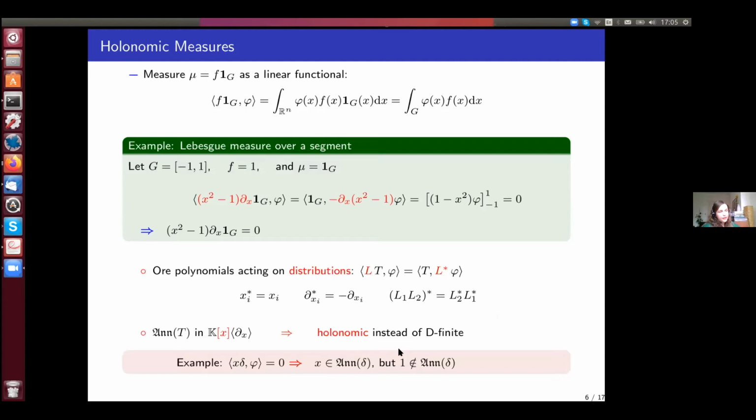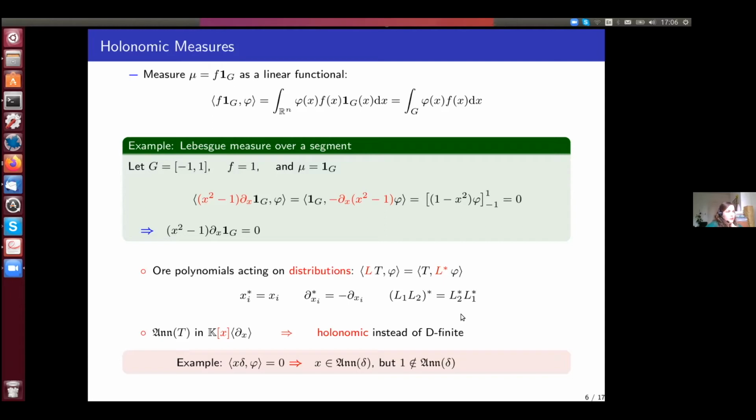Just one small remark: in this case, we only consider the holonomic case and not the definite one, because we cannot divide by polynomials and consider rational fractions. Why is that? A simple counterexample: take an operator that annihilates the Dirac distribution, the simplest one, x. If we apply the definition, this gives 0, so x is in the annihilator of the Dirac distribution. But if we divide by x to be able to create denominators, rational fractions, then we would obtain that 1 is also in the annihilator of the delta distribution, which is of course not the case, because this would mean that delta equals 0.